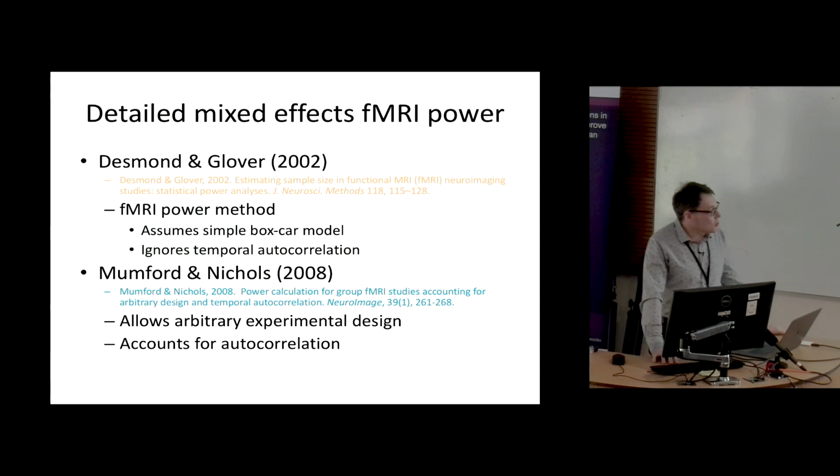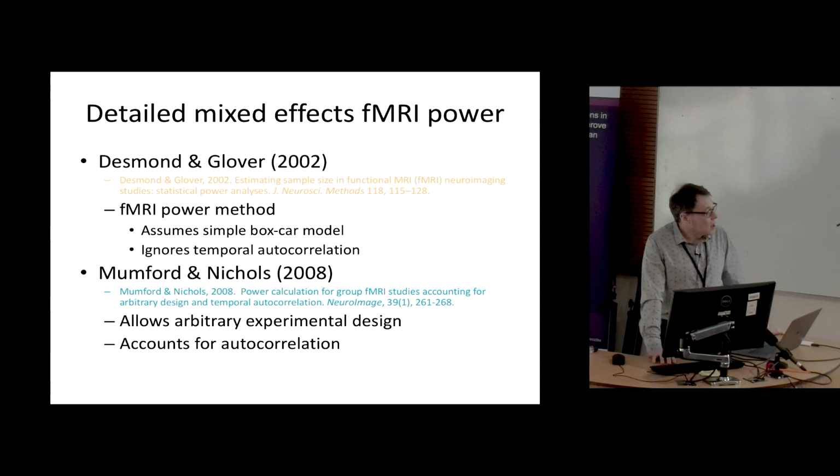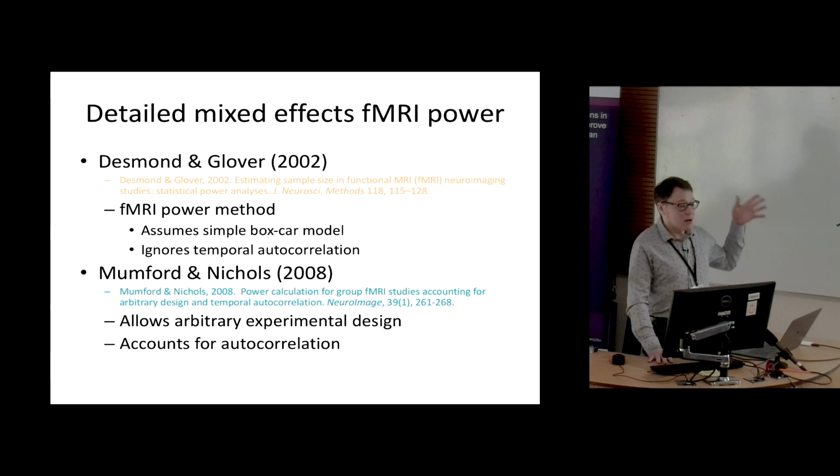After we read the Desmond and Glover papers, so this was one of the first careful studies of fMRI power that looked at what do we really have? How does power vary with different factors? But they assumed a simple boxcar model. It did not do anything sophisticated. Well, basically ignored the temporal correlation, and it did not have a very sophisticated approach to deal with the group, the within versus the between random subject variation. So we took on the project to do basically that work again, but allow for arbitrary experimental design, account for autocorrelation, and specifically account for the intra and inter subject variation separately.